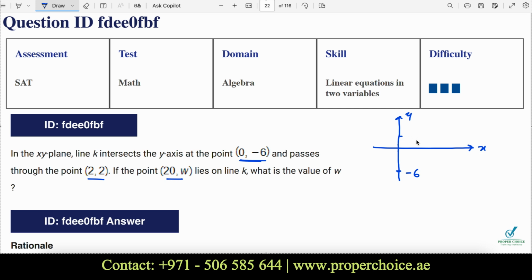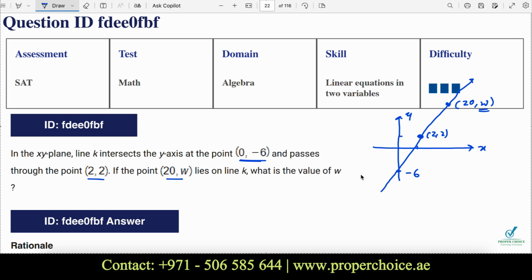x is 2, y is 2, so (2, 2), and another point is going to be (20, w). So the line is something passing through it. I'm just representing it roughly, okay. So here, if these coordinate points are (2, 2) and this coordinate point is (20, w), then the question is what is the value of w? Now how are we going to do that?